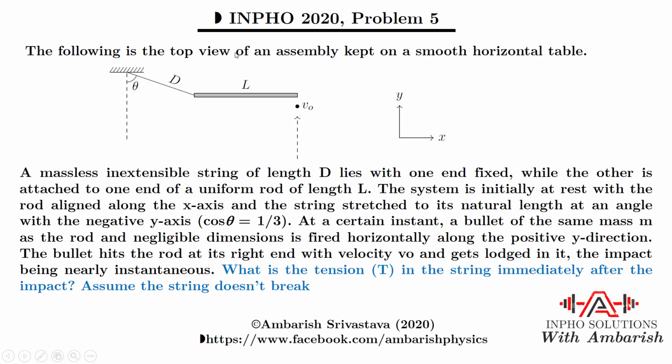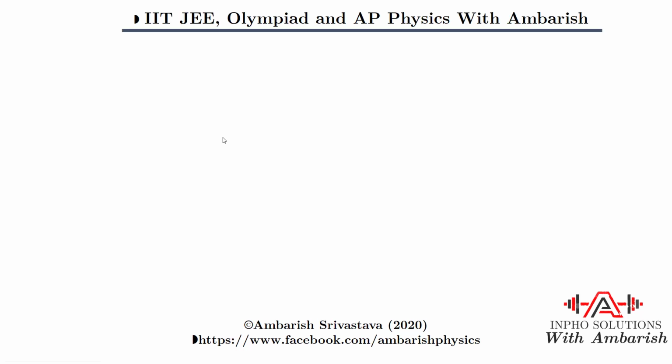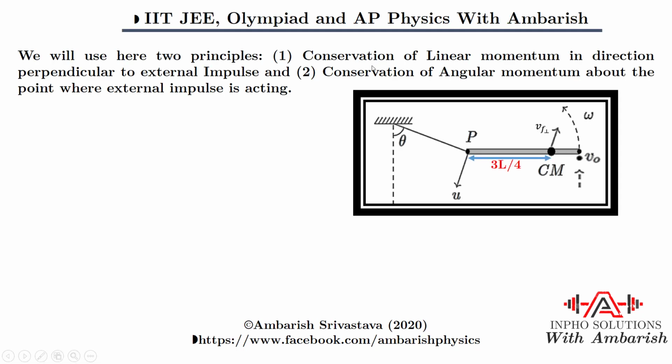So we'll see many of the standard IIT JEE Advanced theory ideas play out, like conservation of linear momentum in the direction perpendicular to the external impulse. So the tension will be applied here, and perpendicular to this we'll be able to conserve the linear momentum. And also you know that tension, since it's passing through the end, if we consider a point just below the end, the angular impulse of this tension about that point will be 0. So let's see on the next slide what exactly in the details I'm trying to say.